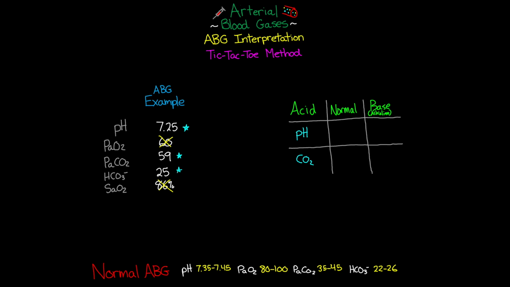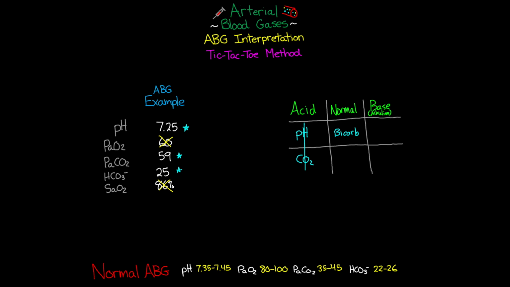And again, looking at what our normal value should be, we know we should be in the range of 22 to 26. Therefore, this bicarb is actually going to be within a normal value. All right, so at this point, we have these two values that line up. So we'll draw a line through here.